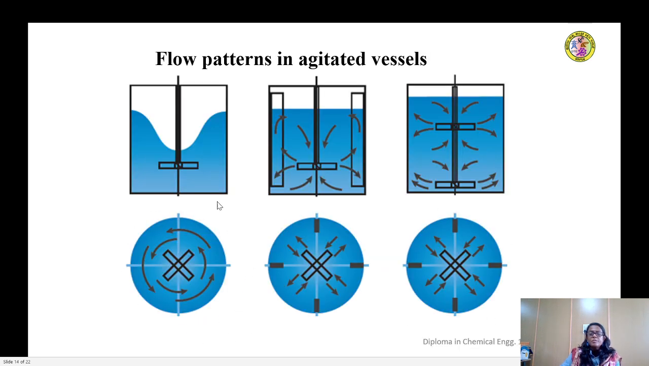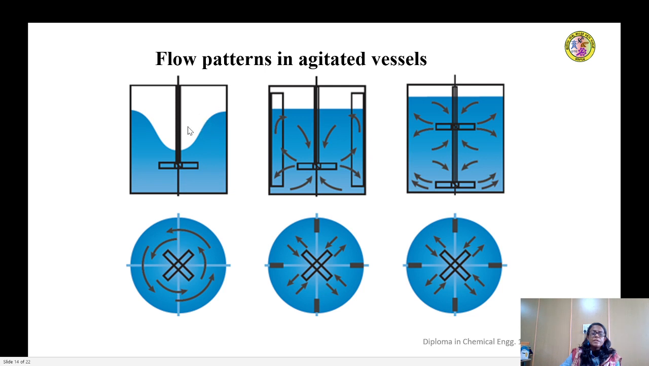So in this diagram, you can observe the different kinds of flow patterns that can be obtained in an agitated vessel. If you look at the first diagram, you can see that it's an unbaffled tank. We don't have the baffles fitted on the walls. Also, since the agitator is mounted at the center, you can see that the rotational flow or the circulatory flow in the direction of the motion of the impeller blades is created like this, and that creates the vortex formation in the agitated vessel.